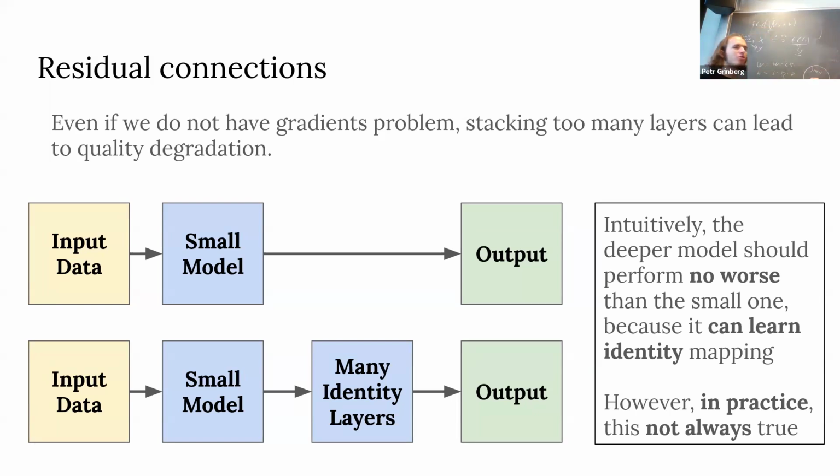Imagine this is the space of all possible solutions with your small model. Your large model contains this small space inside. Why? Because it is always possible to learn the identity function. So this larger model should always get, after training, at least the same quality as a small model. But in practice, it might be the case that the large model achieves worse quality. So this says that it's hard for a deep neural network to learn this identity mapping.